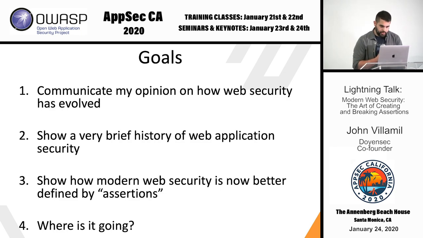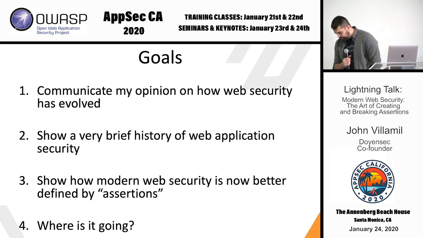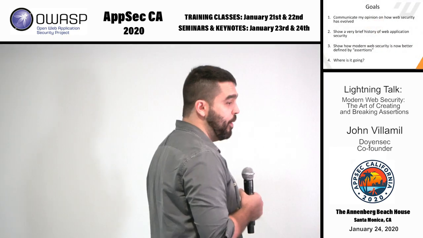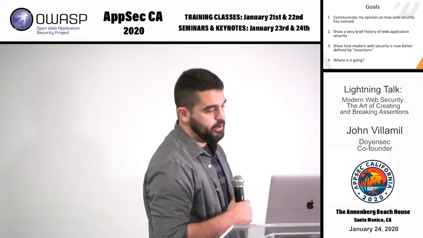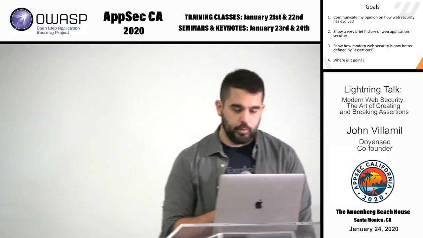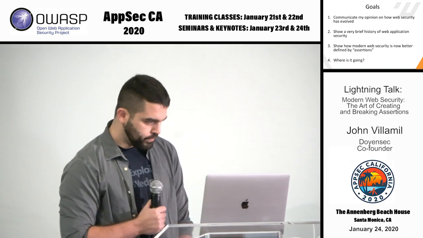So my goals for this talk, first of all, I want to communicate my opinion on how web security has evolved over the years. To back that up, I want to show a very brief history of web application security. It's going to be cherry-picked from a couple sources. I want to define this word assertions. I want to try to effectively communicate what I mean by that, and I want to show that modern web security is better defined by these assertions. And the history hopefully backs up that claim. That's kind of my thesis statement right there.